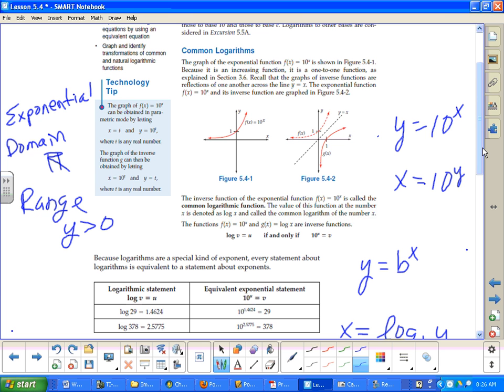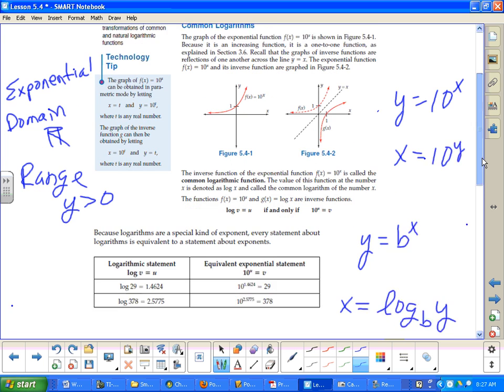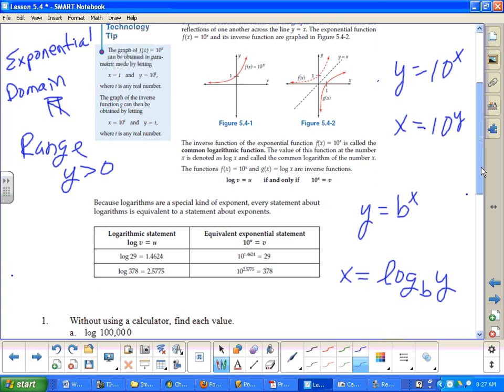So the exponential function y equals 10 to the x. If I tried to find the inverse of it, we would switch x and y. So we'd have x equals 10 raised to the power of y. But we don't have a way of solving that, and so our way of doing that is with logarithms then. So when it's written without any base, it's called the common logarithm.